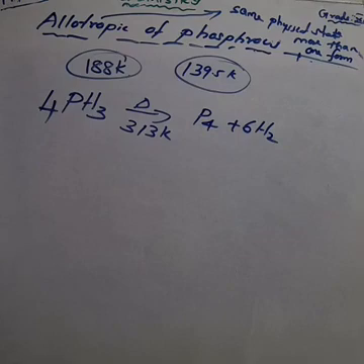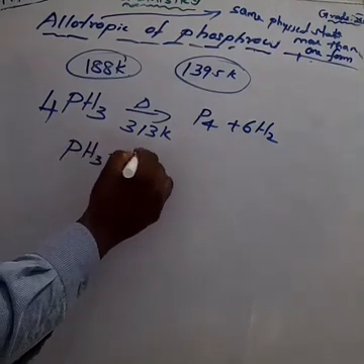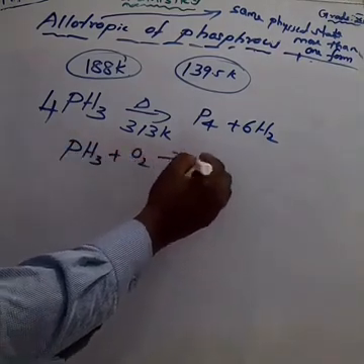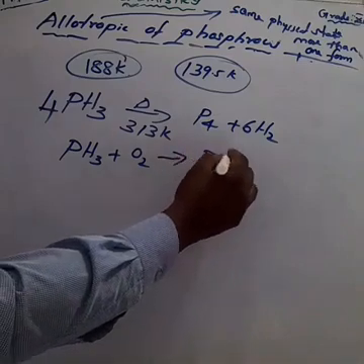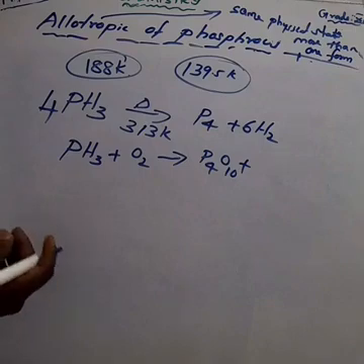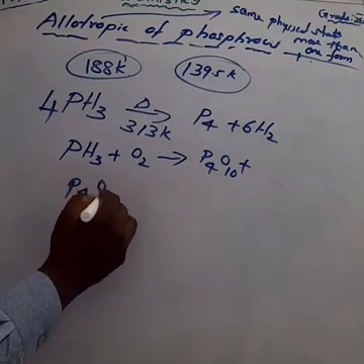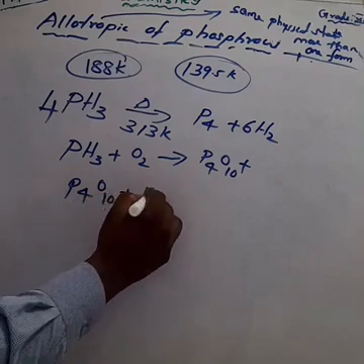Burning with oxygen, heating with oxygen, that is what we call combustion. Phosphine is heated with oxygen. We get phosphorus pentoxide, and phosphorus pentoxide on heating with water molecules gives metaphosphoric acid.